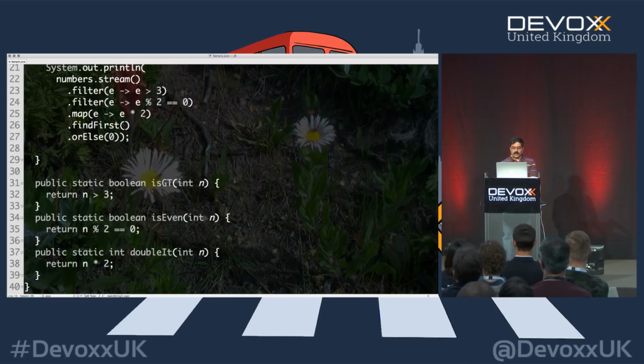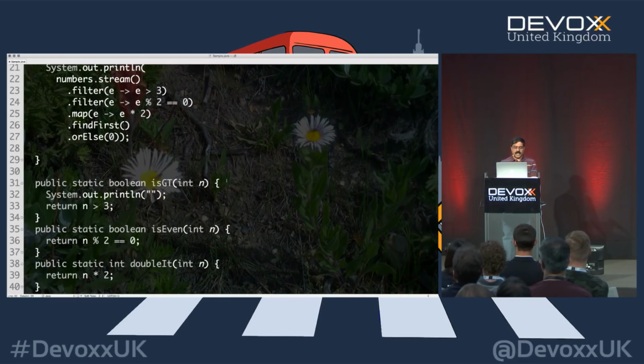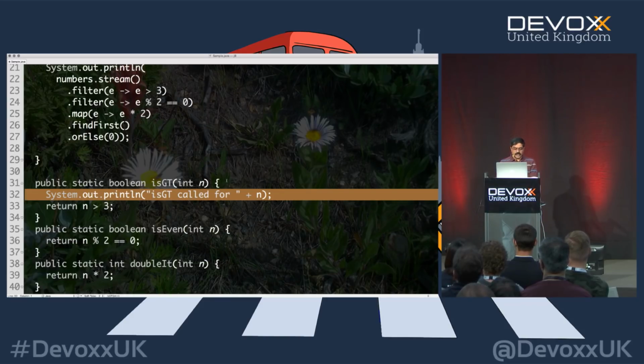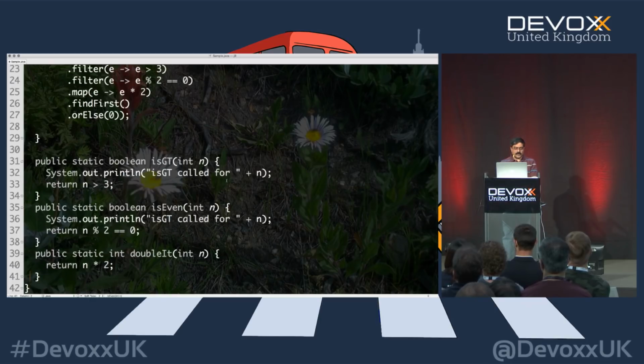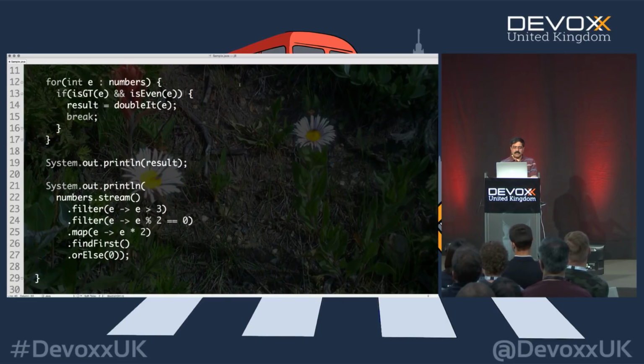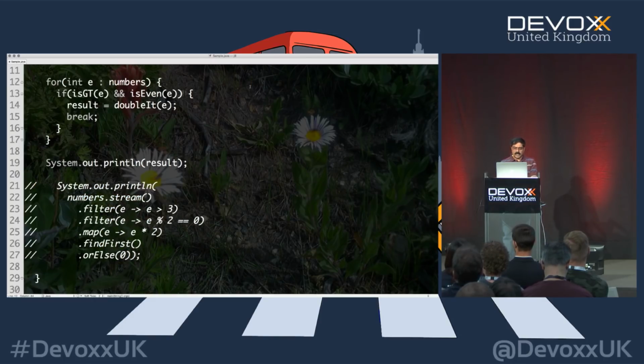Well, we can prove that very quickly. I can go back to the code here and say, isGreaterThan called for, and then we will say plus n. Similarly, we will go ahead and put that here for the other two as well. This is isEven, and finally doubleIt. So when I execute the imperative style code, let's forget the functional style code just for a few minutes right now. Let's just stick with the imperative style code.